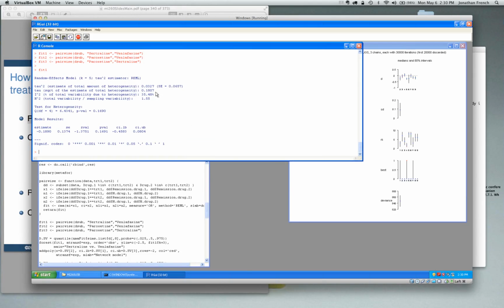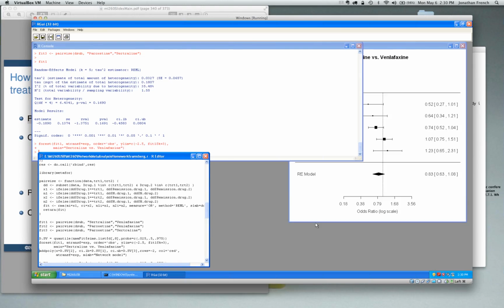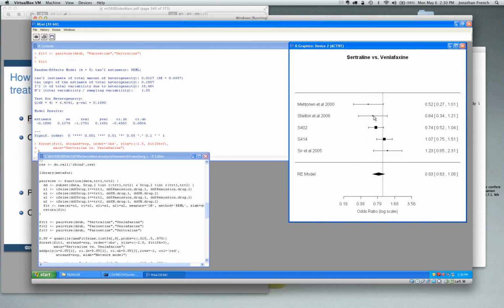And we see from that particular comparison, we have an I-squared of about 36%, which gives us some sense that there's a moderate amount of between study heterogeneity in those effects. And if we were then to plot that, it would look like this. So these are our 5 studies comparing sertraline and venlafaxine, and here's our random effects estimate of that.